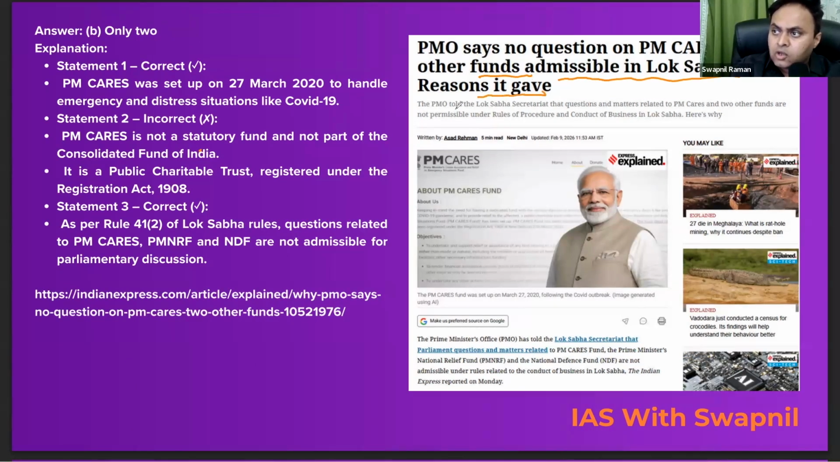Reasons it gave. So PMO told the Lok Sabha Secretariat that the questions and matters related to the PM Cares Fund and the two other funds, right? Which are those two funds? So the PMNRF and the NDF. They are not admissible for parliamentary discussion as per Rule 41(2) of the Lok Sabha, right? Do remember. Chaliye. Now let's move on to the next question.